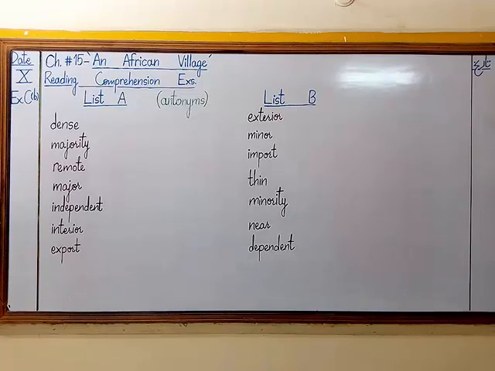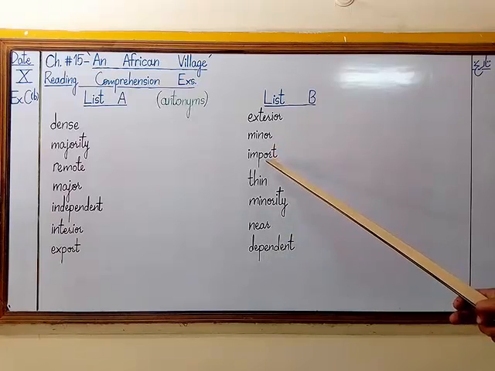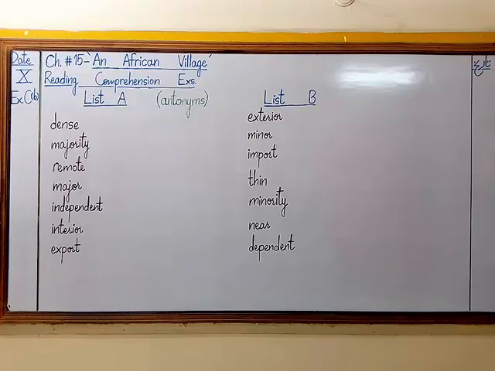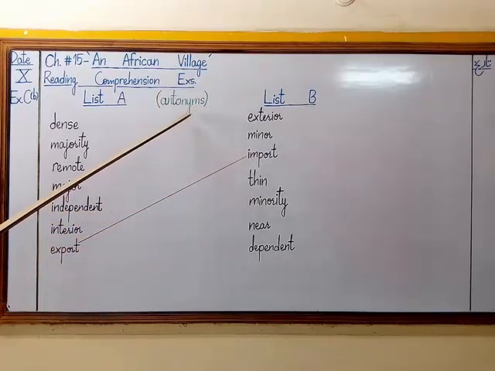We discussed its antonym on the same day when I was explaining. So what word do you think is the antonym of export? Exterior, minor, import, thin, minority, near and dependent. Very correct. The word import is the antonym for the word export. Here you can see I have matched the word export to import because we are matching antonyms here. We are matching opposite meaning words here. Antonym means opposite meaning words.